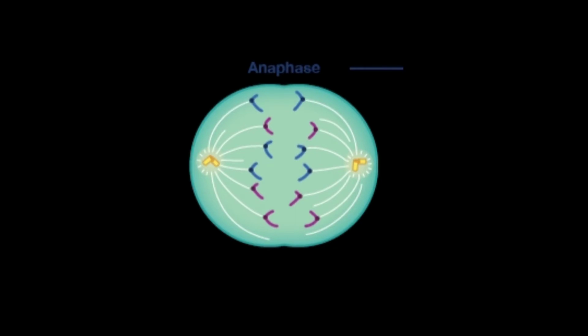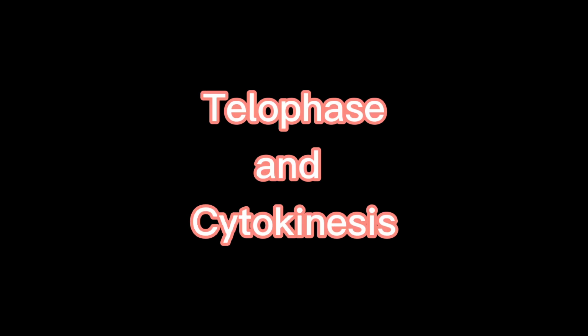Next we proceed to anaphase. In anaphase, the microtubules attached to the kinetochore of the centromere of each sister chromatid contract until the connection breaks. And as you can see in the image, each member of the sister chromatids moves towards the opposite poles.